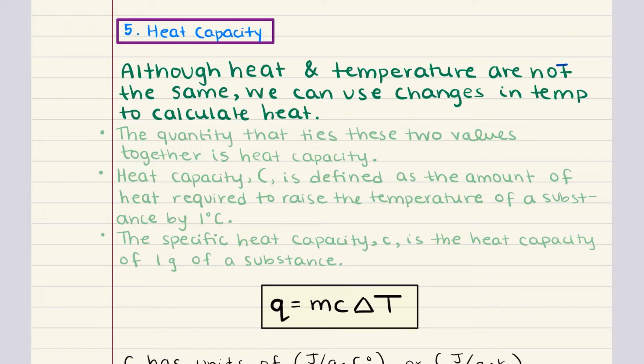Today we're going to be continuing our lecture on Chapter 7. Now we've made it to the fifth objective, and the title of the fifth objective is heat capacity.